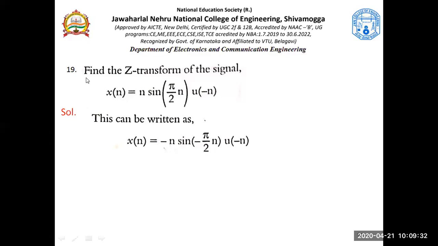Sorry, the audio was mute. The audio was mute. Yeah, this is the problem that we are discussing.